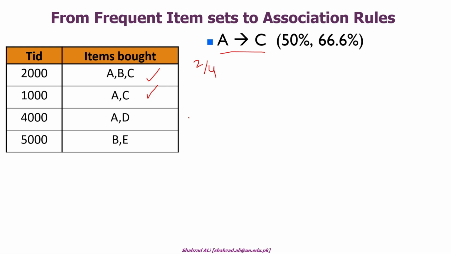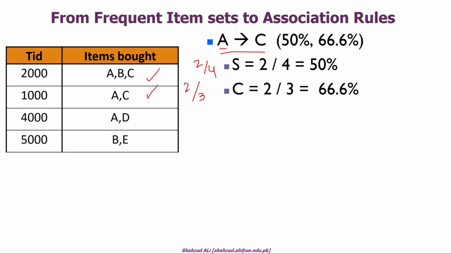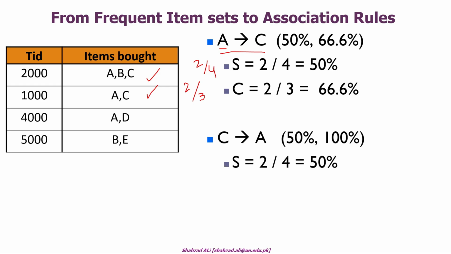And what is the confidence? Confidence is the support of both divided by the support of X. Here X is A, and A occurs in 3 transactions. So this is the support of this rule, and this is the confidence of this rule. Similarly, for C implies A, you can calculate the support and confidence. I hope you have understood these concepts.